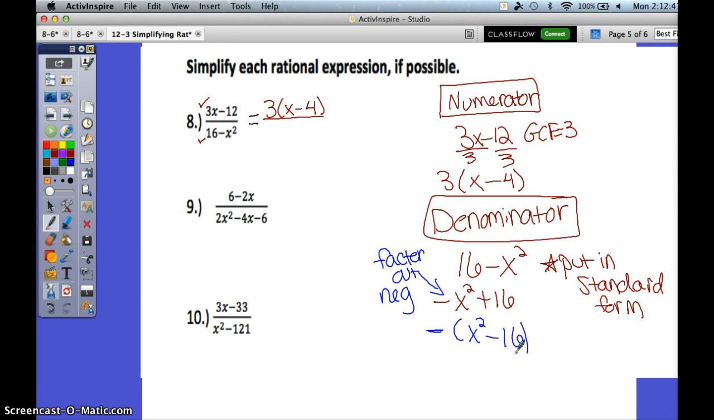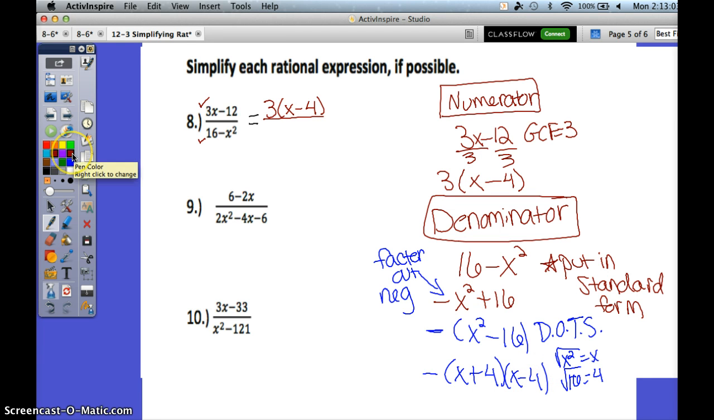Which if you notice inside of there, you have a difference of 2 perfect squares. The square root of x squared equals x, and the square root of 16 equals 4. So you have negative x plus 4 and x minus 4. But you can't factor any further, so you can go ahead and bring it up here. So you have negative x plus 4 times x minus 4.